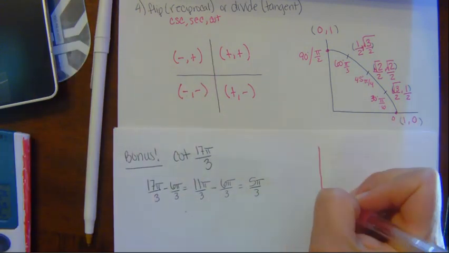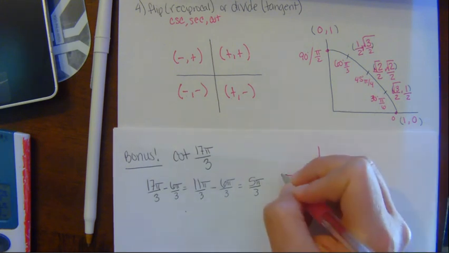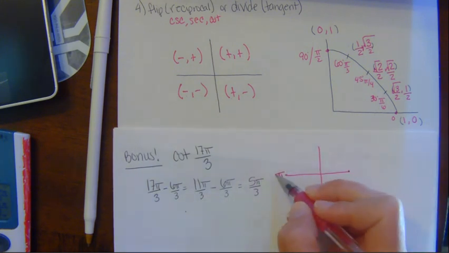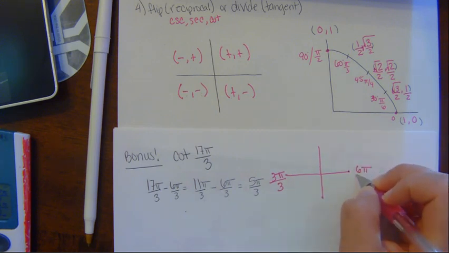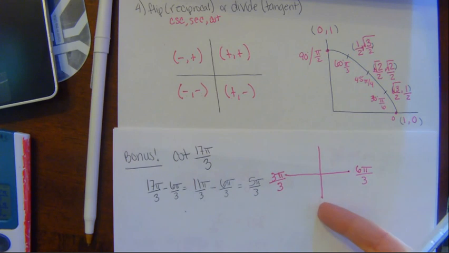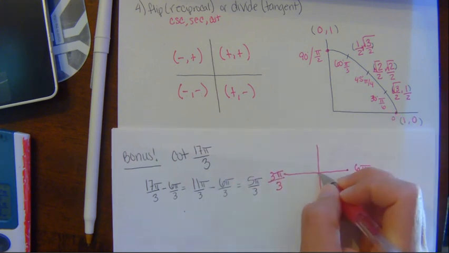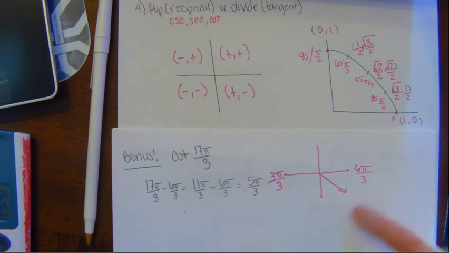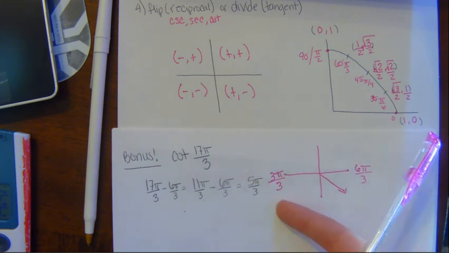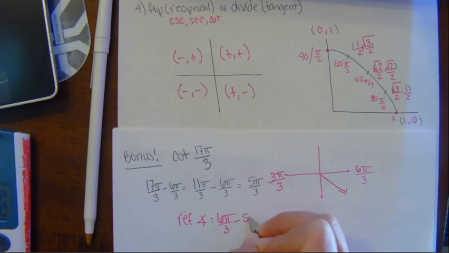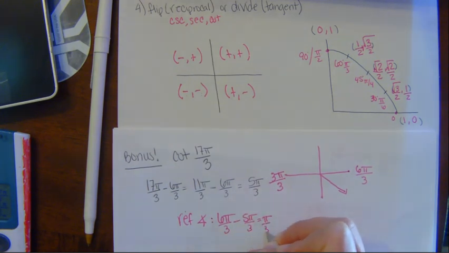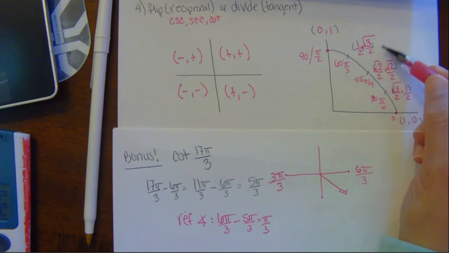So as I think about sketching my angle of 5 pi over 3, remember that this is pi. We're going to change that to 3 pi over 3. This is 2 pi over here, but let's change that to 6 pi over 3. So this is going to be a fraction. So let's really understand that 5 pi over 3 is going to be in this quadrant here. It's closer to 6 than it is to 3. So my reference angle, that's my next step, is going to be 6 pi over 3 minus 5 pi over 3, which is pi over 3. Boom, we got something from our chart.